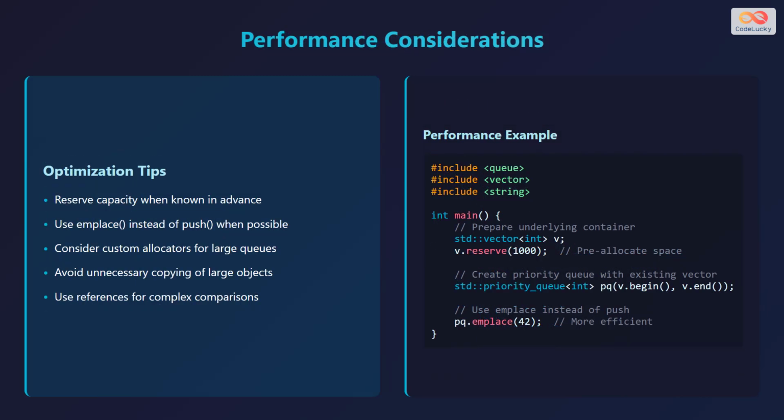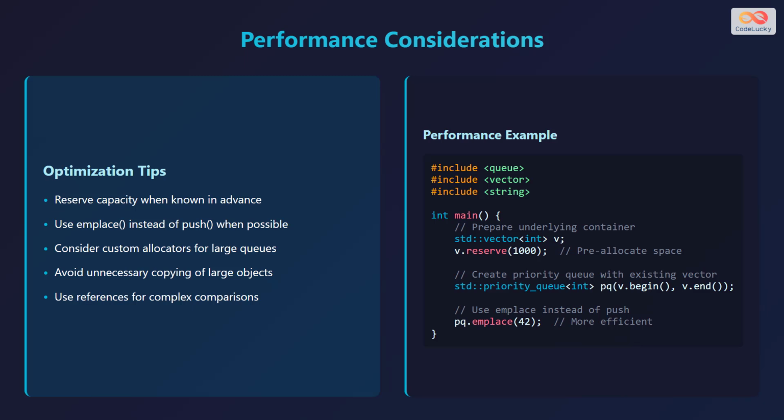To optimize the performance of priority queues, consider these tips. If you know the number of elements in advance, reserve capacity to avoid reallocations. Use the in-place method instead of push when possible, as it can be more efficient by constructing the element directly in the queue. For large queues, consider using custom allocators to manage memory. Avoid unnecessary copying of large objects by using references in your comparison functions.